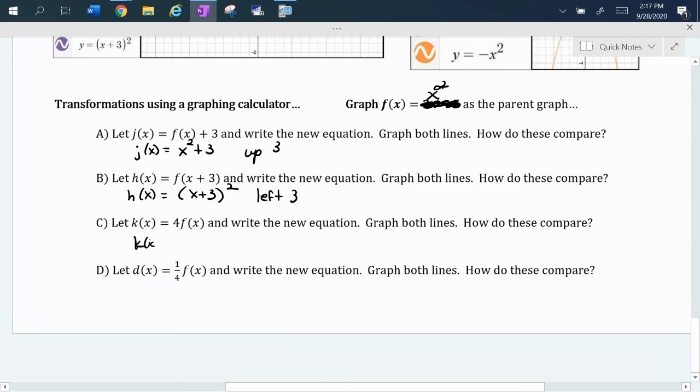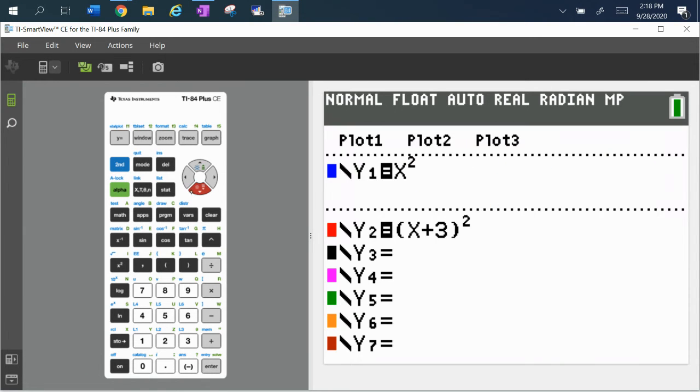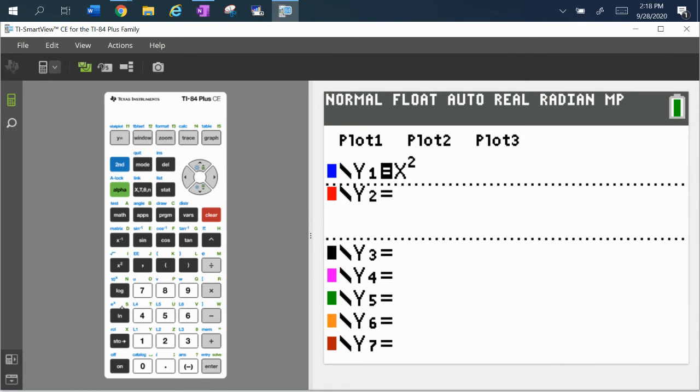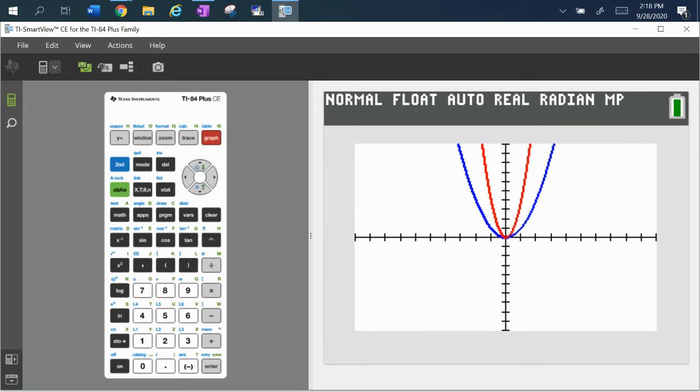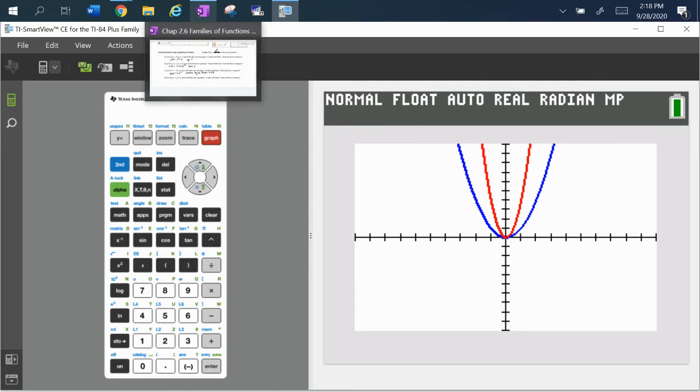And then k of x is equal to 4 times f of x. So that's 4 times x squared. So I recall that when I multiply a function by a number that's bigger than 1, we have a vertical stretch. In this case, a stretch by a factor of 4. So let's check on our graph. I'm going to go to y equals. I'm going to put in 4x squared, and I see the stretch, much narrower, very tall and stretched.